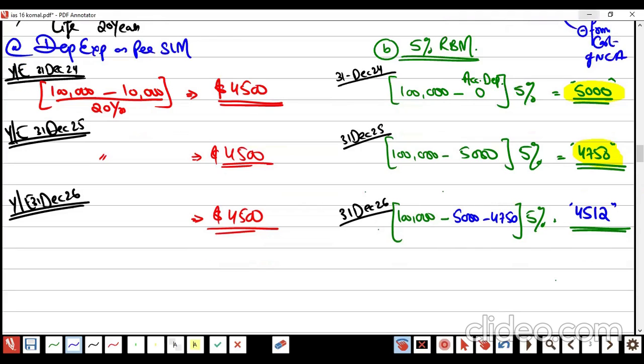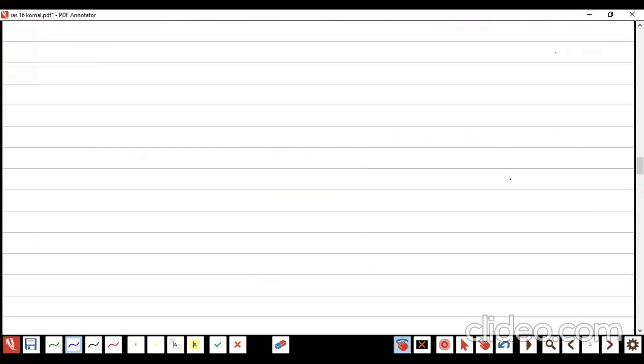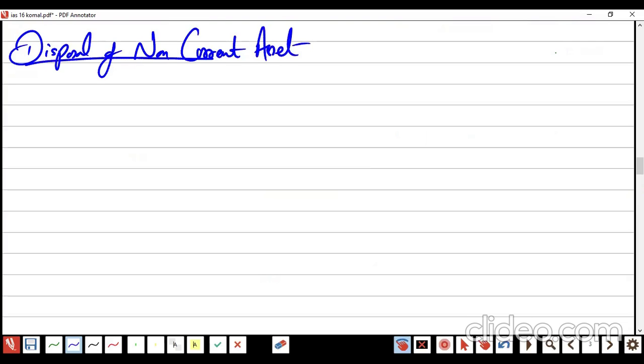Now, this is what we discussed. Now, I will talk about disposal of non-current asset, again a topic from your past studies. Disposal of non-current asset means we are selling the non-current asset which we had, right? Yeah. Always remember, if we are selling an asset, either we will make a gain or we will have a loss.